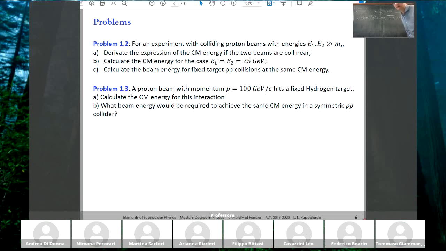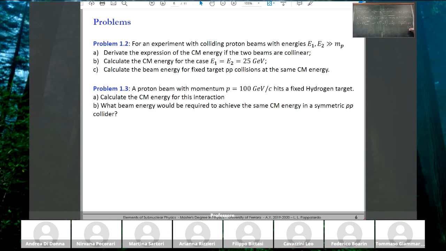Now the second question is what beam energy would be required to achieve the same center of mass energy, but now in a symmetric proton-proton collider. Okay, so we know that for a symmetric proton-proton collider, the square root of S is twice the collider beam energy. This we derived 1 hour ago. And so what we need here is that the collider energy is equal to the square root of S divided by 2. Square root of S is the center of mass energy that we know already. So it is 13.7 GeV divided by 2, and this is just 6.8 GeV.